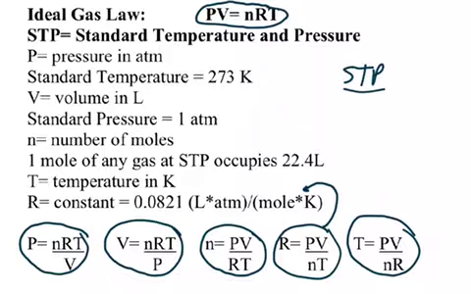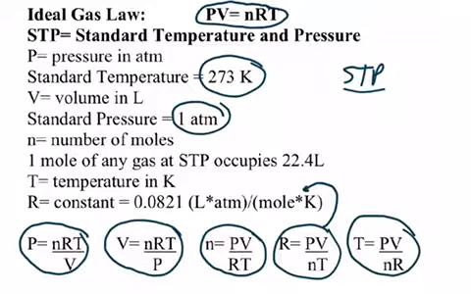STP is an acronym for standard temperature and pressure. So if they tell you that it is at standard temperature, then automatically you're going to plug in 273 Kelvin as the value. If they tell you it's at standard pressure, you're going to plug in 1 atm. If it says STP, then obviously those two numbers are the ones you're going to plug into the formula if it's under STP conditions. Okay? So for now, those are the only ones you really need to worry about.